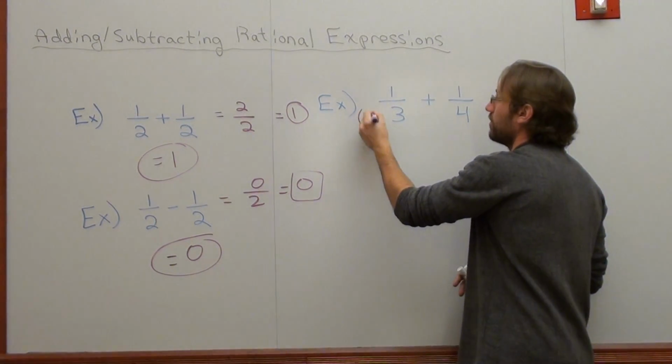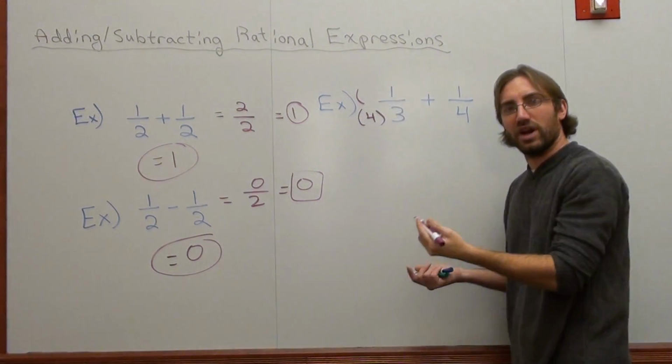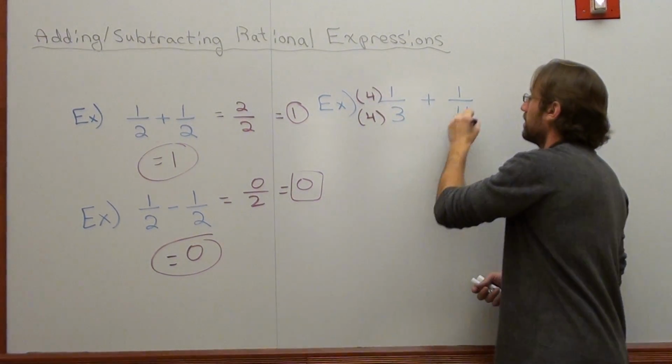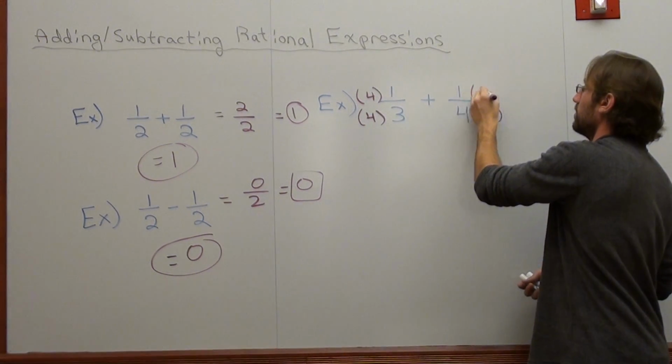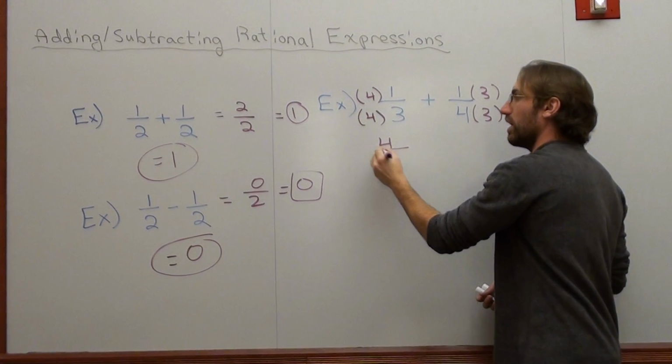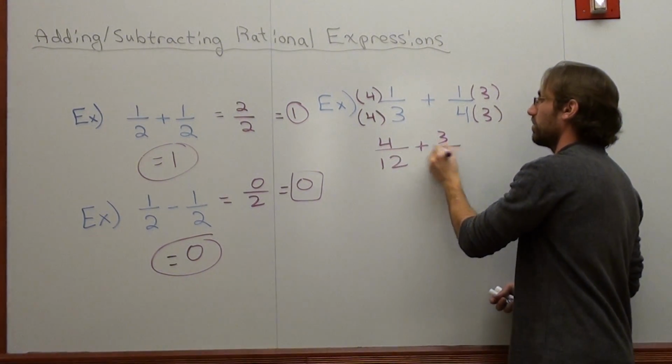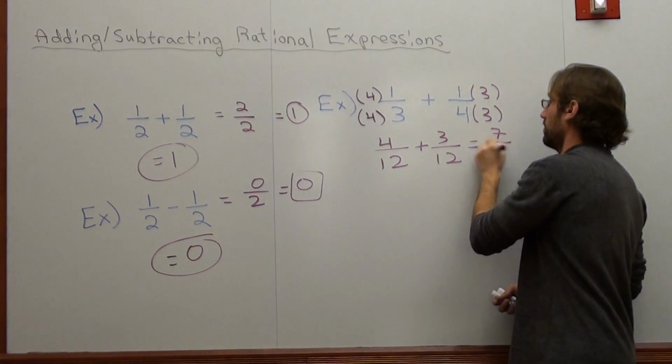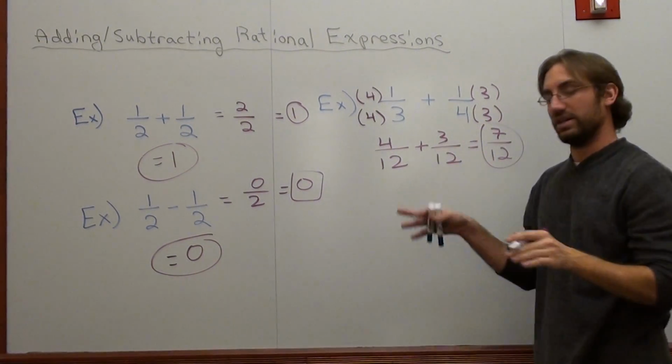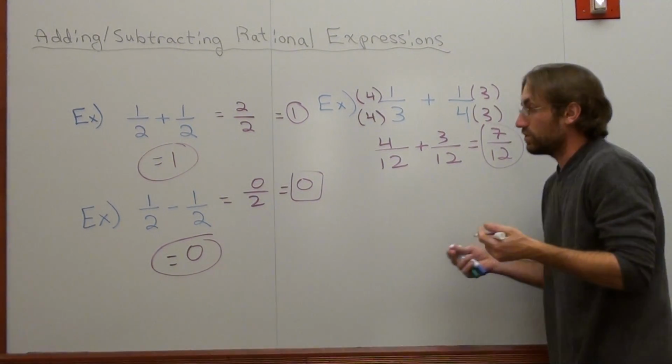So, okay, this one needs a 4. But what you do on the bottom of a fraction, you've got to do on the top. This one needs a 3. What you do on the bottom, you do on the top. And that comes out to 4 twelfths plus 3 twelfths, which is 7 twelfths. Bam! That is the answer. Good job.